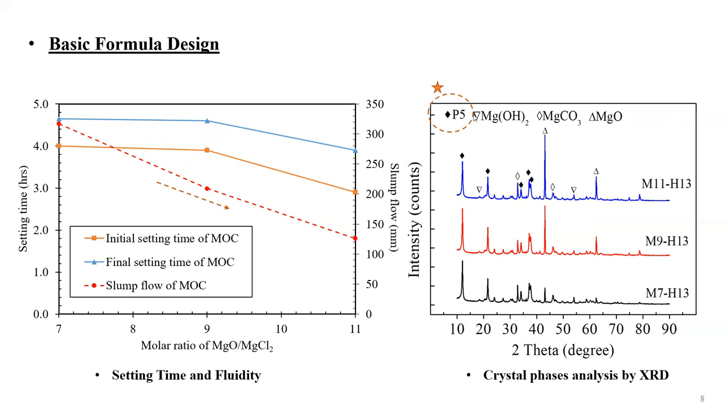And this little triangle shows the MgOH2, which is a gel-like material, which is also not good for the MOC. So this figure also confirmed that M11 is not good because there's a high amount of MgO and a high amount of MgOH2, and M9H13 is still the best among the three.